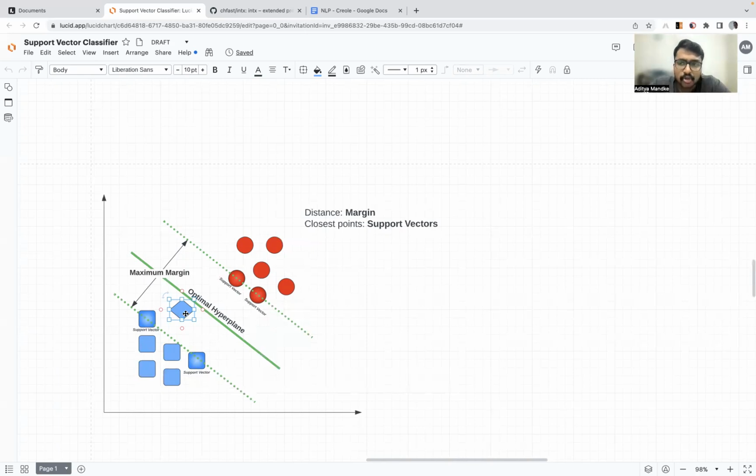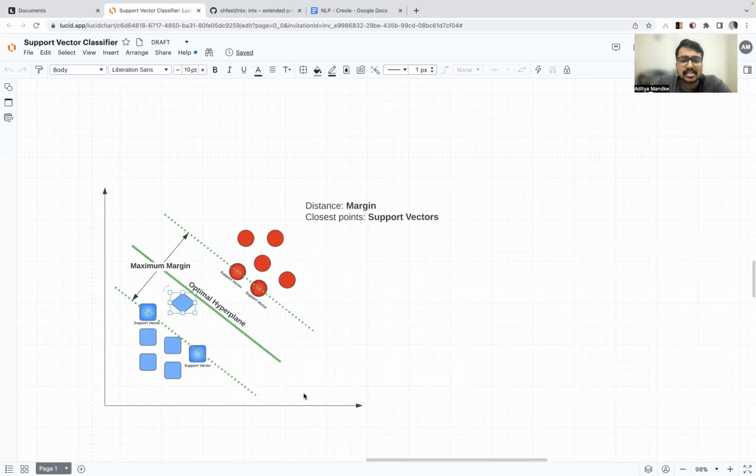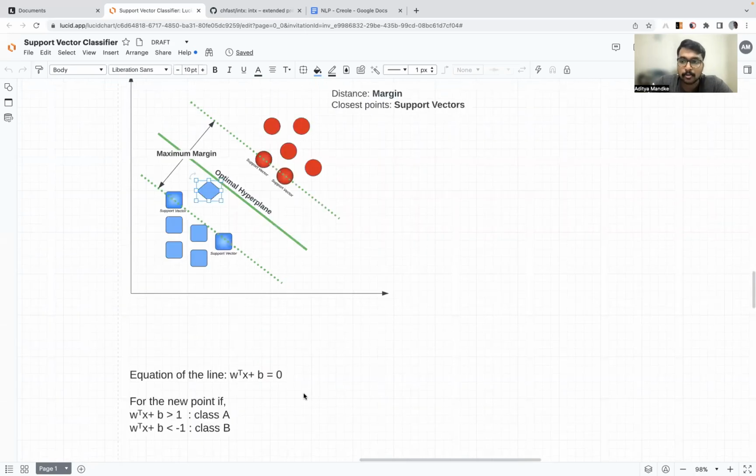So the question arises, what will be the equation of this line? Just simple. The equation of this line is W transpose X plus B equal to 0, where B is the bias, X is the input data, and W is the weights matrix. Suppose we get the information about a new point and we want to classify it. What we will do is put that information in this equation. X is the new data. If W transpose X plus B is greater than 1, then the point will belong to class A. If it is less than -1, then the point will belong to class B.